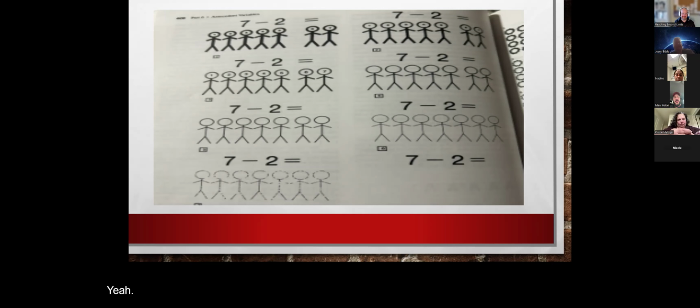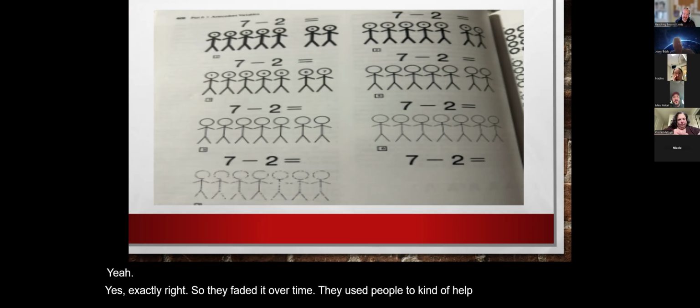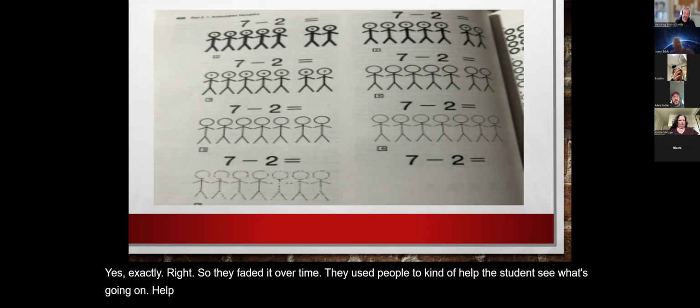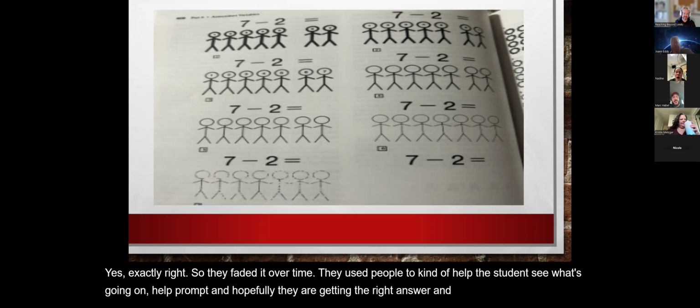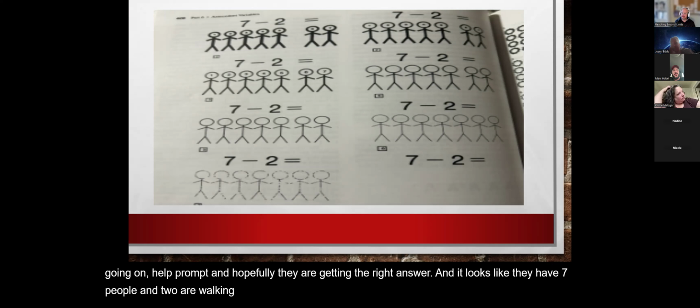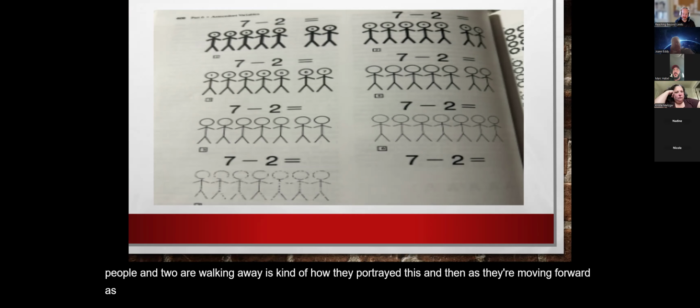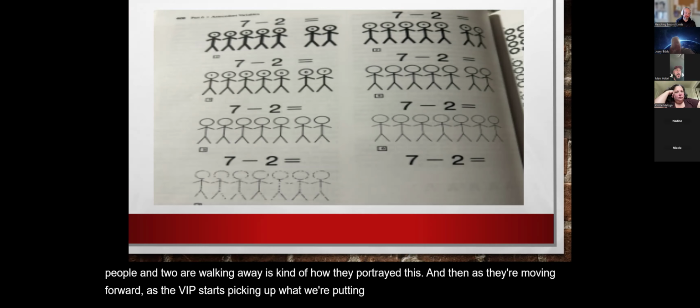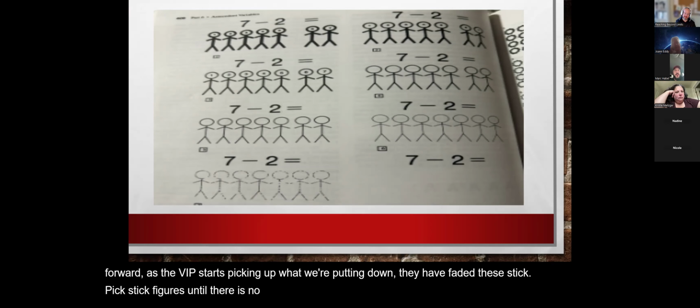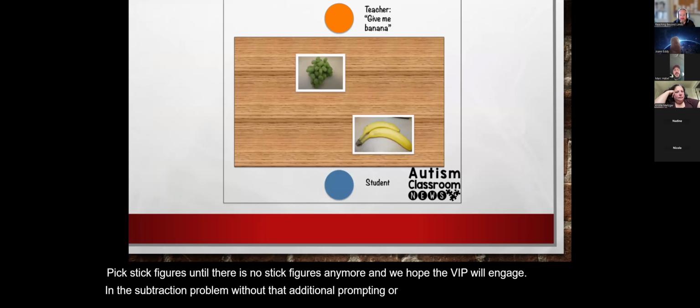Yes, exactly right. So they faded it over time. They use people to kind of help the student see what's going on, help prompt, and hopefully they are getting the right answer. And it looks like they have 7 people and 2 are walking away. That's kind of how they portrayed this. And then as they're moving forward, as the VIP starts picking up what we're putting down, they have faded these stick figures until there are no stick figures anymore. And we hope the VIP will engage in the subtraction problem without that additional prompting or help.